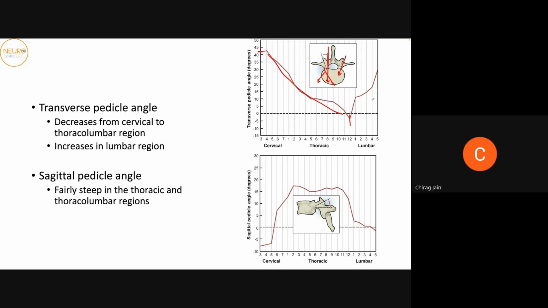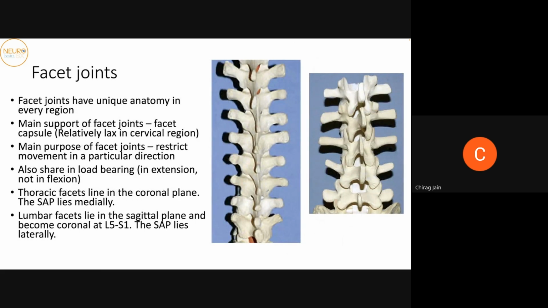Depending on each level, you can always refer to this graph to remember at which level what should be the angle. The same thing goes with the sagittal pedicle angle. So that is the angle between the horizontal reference line and the main axis of the pedicle. This, throughout the thoracic spine, is more or less the same. It is about 15 degrees. Below the thoracic spine and above the thoracic spine, both the cervical and the lumbar levels, it falls down. Right. So in the thoracic and thoracolumbar region, it's quite steep, but below and above that, it's almost 0. Right, so that's about the pedicles.